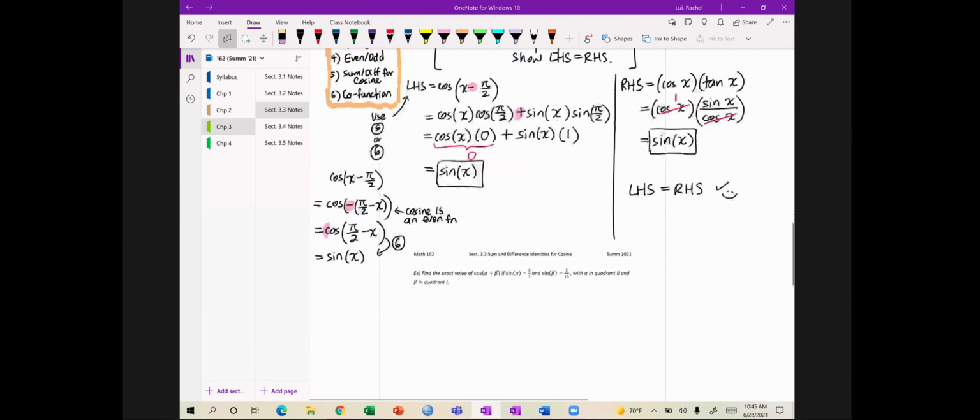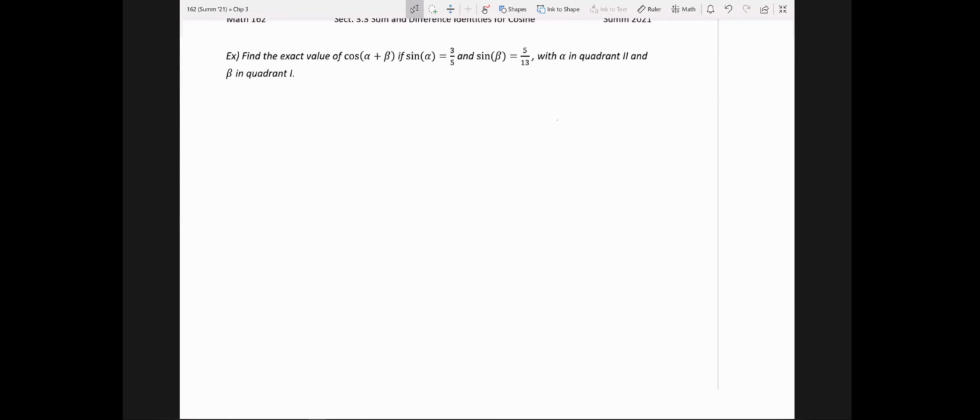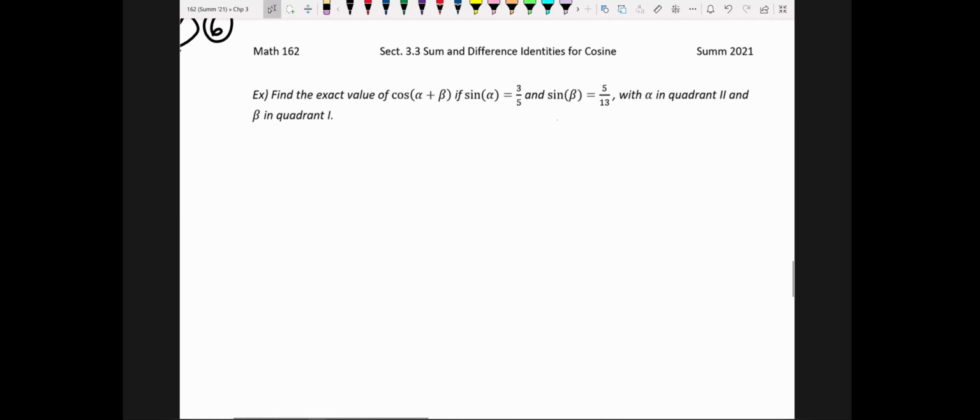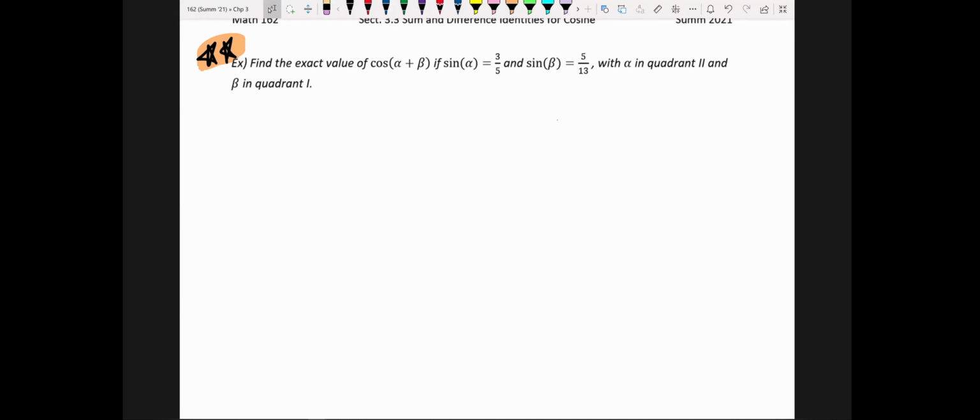Okay. The last problem is one that we're going to double star, meaning that you're going to see something similar on a quiz or exam, or probably both. Double star. It's an important one for us to review. First reminder is in these problems, when you're given what quadrant the angles are in, that's something that you want to circle and pay attention to.